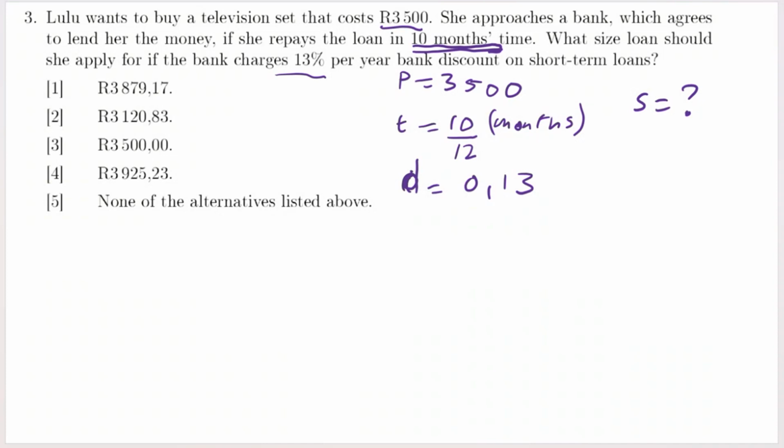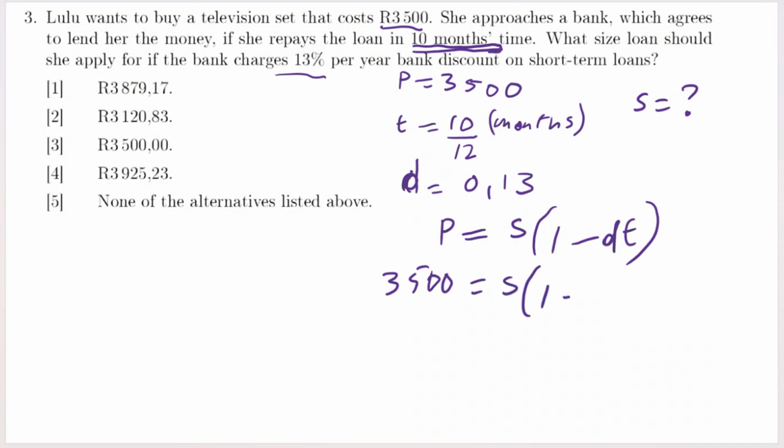Remember, the discount is calculated on the future value. So now you just get the formula for the future value. So the formula for the future value, it is P is equal to S into 1 minus dt. Okay, so your P there, it is 3,500, which is equal to S into 1 minus your discount, it is 0.13, multiplied by here, you've got this time, which is 10 over 12. So 10 over 12.